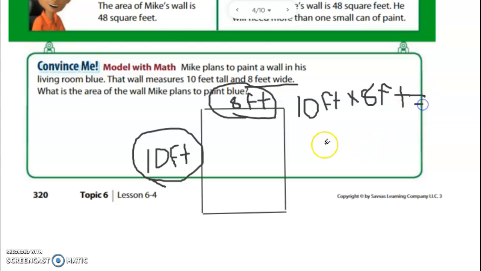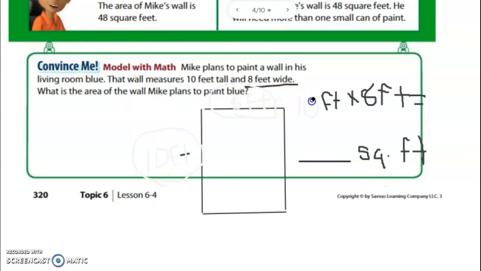I want you to write this out on your page and then write out how much that equals in square. Remember, area is always in squares, and then our unit, square feet. So find what 10 times 8 is and write that in the blank. Make sure you fill out the other parts with me as well.